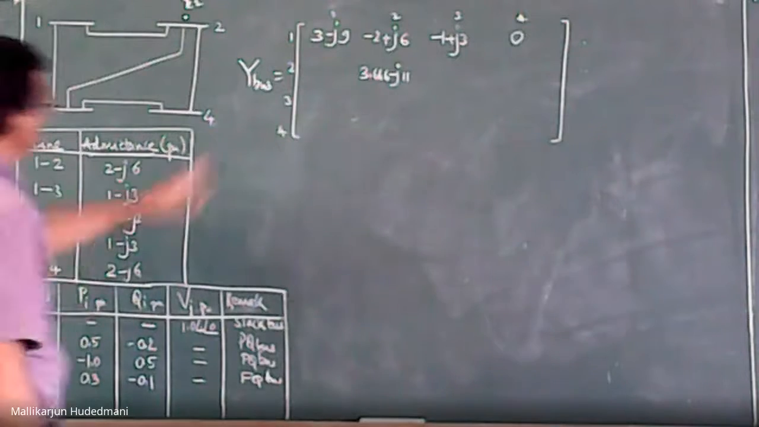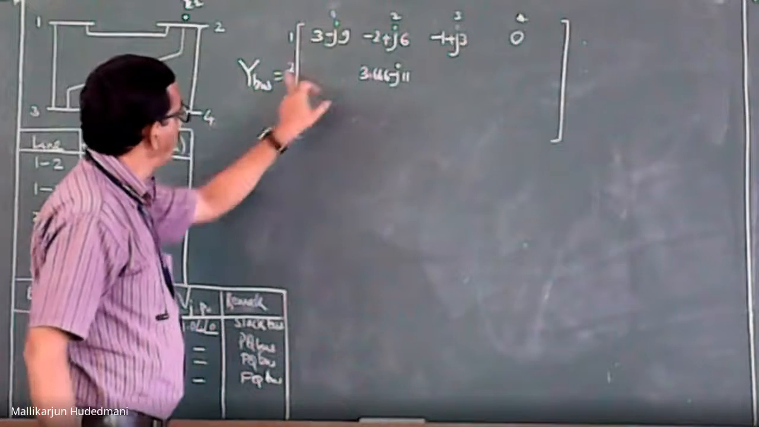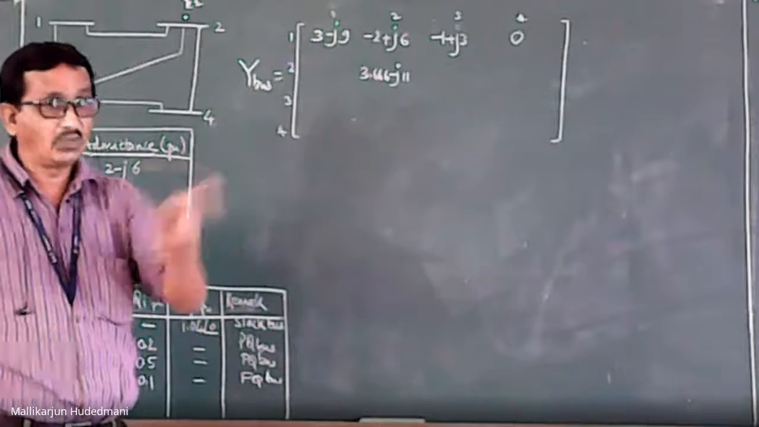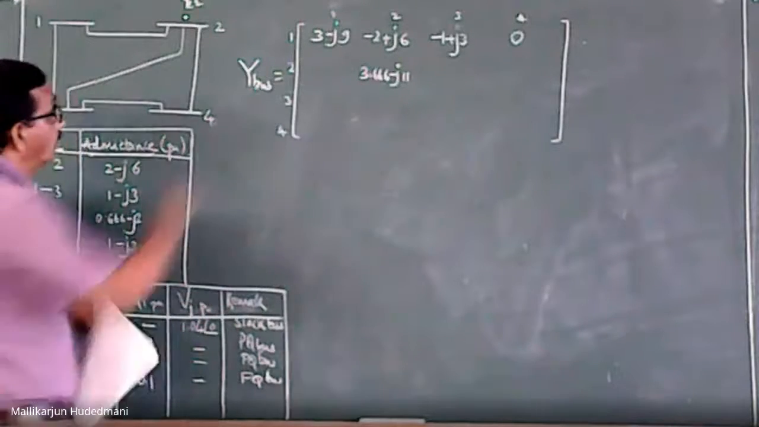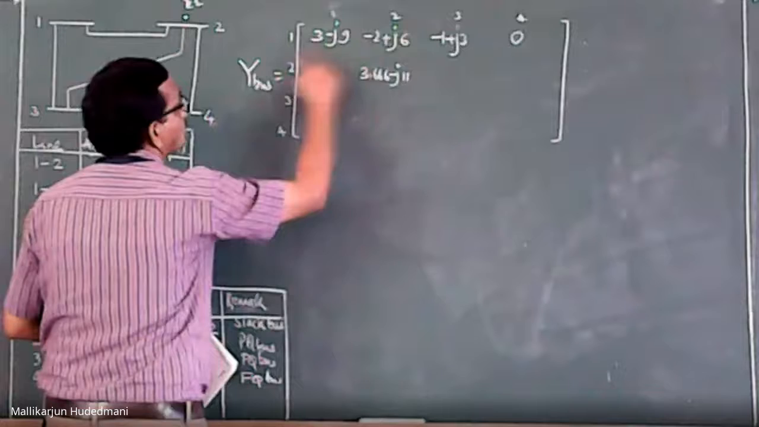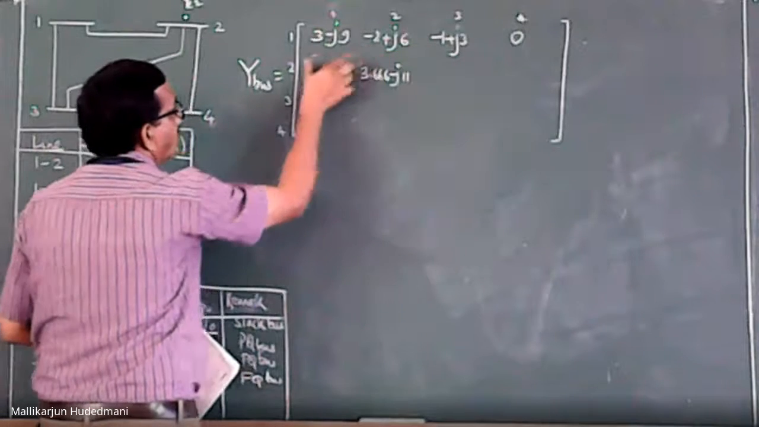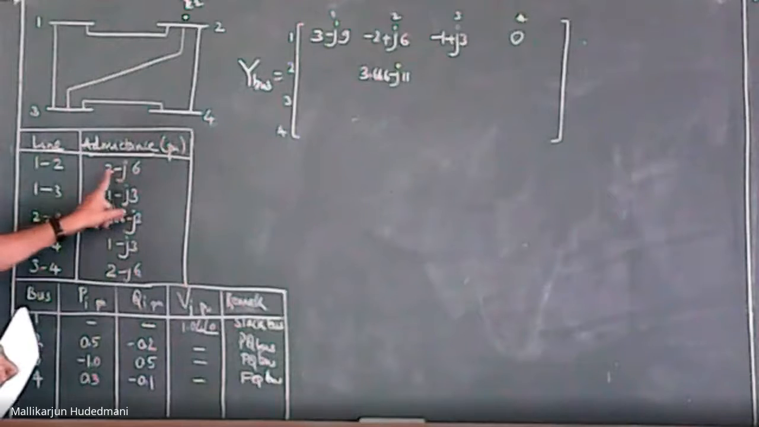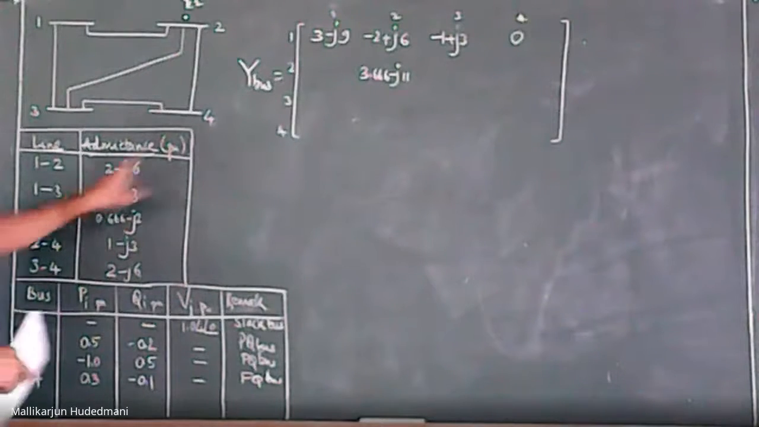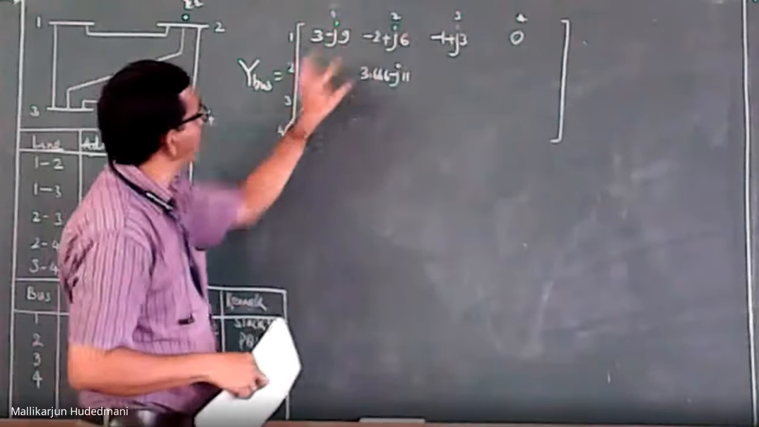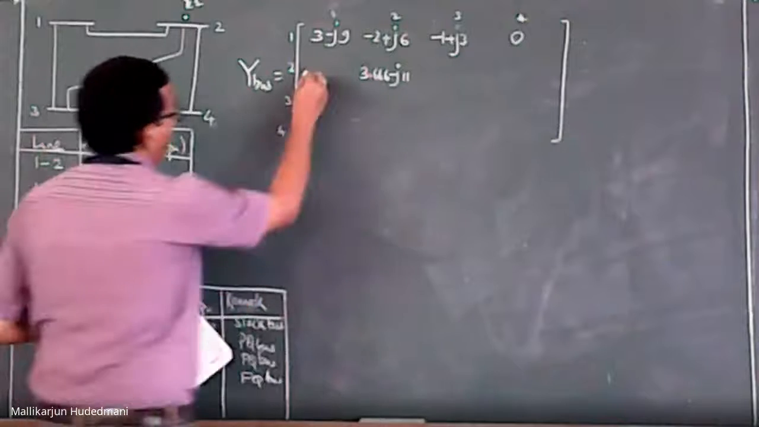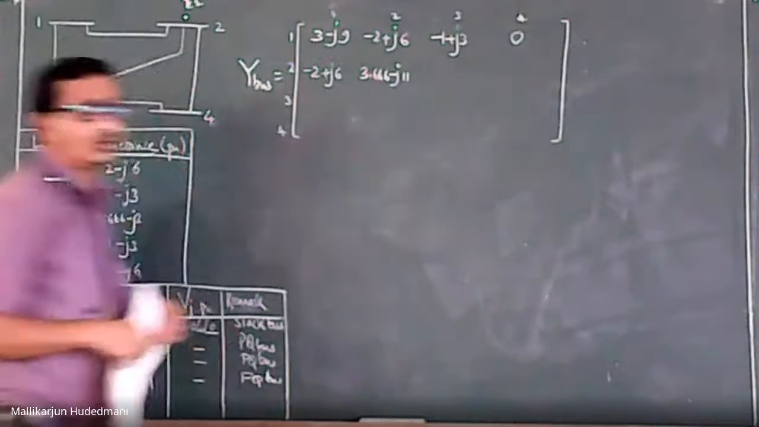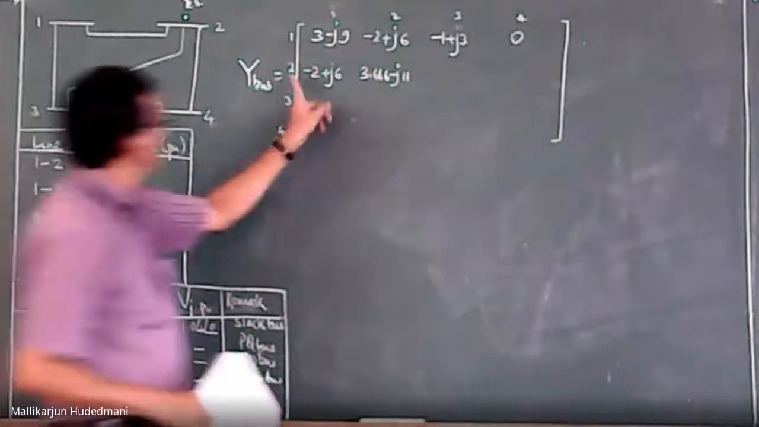Now what about 2 to 1? Y21 is the negative of the admittance between 2 and 1, the same as 1 to 2. This term is copy paste here. What is the line here? Minus 2 plus J6 is the negative of this, nothing but copy paste. Readily available. How about 2 cross 3?